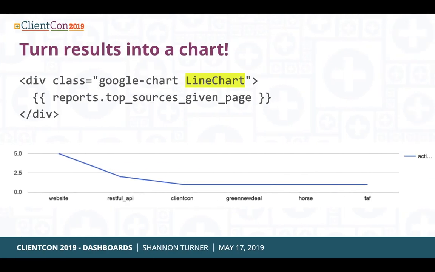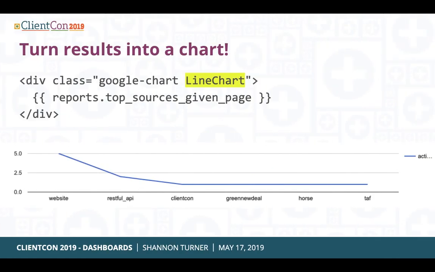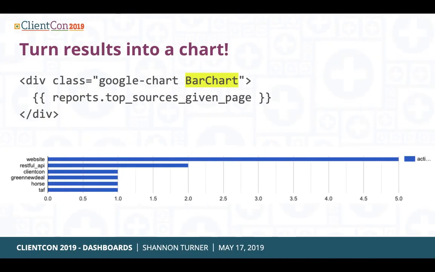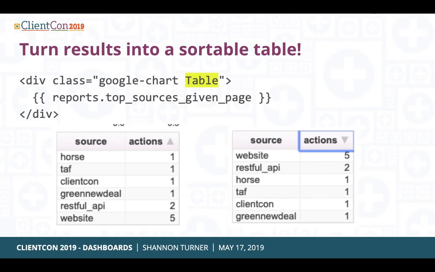Now if we change this into a line chart, that's really easy. All we have to do is change the class of that div from column chart to line chart, as highlighted in yellow here. Similarly, if we want to change it into a bar chart, we just change the class, change it into bar chart right there. Or maybe we want an area chart. If we were to change this to table, that looks pretty similar to just getting the results without any special chart, except you can sort the data by clicking on the column headers. Like you can see here, I've sorted.